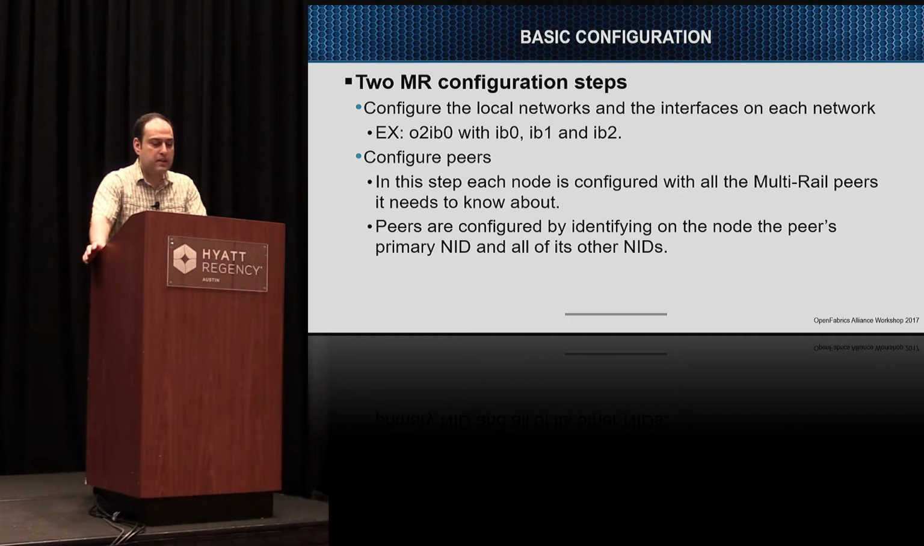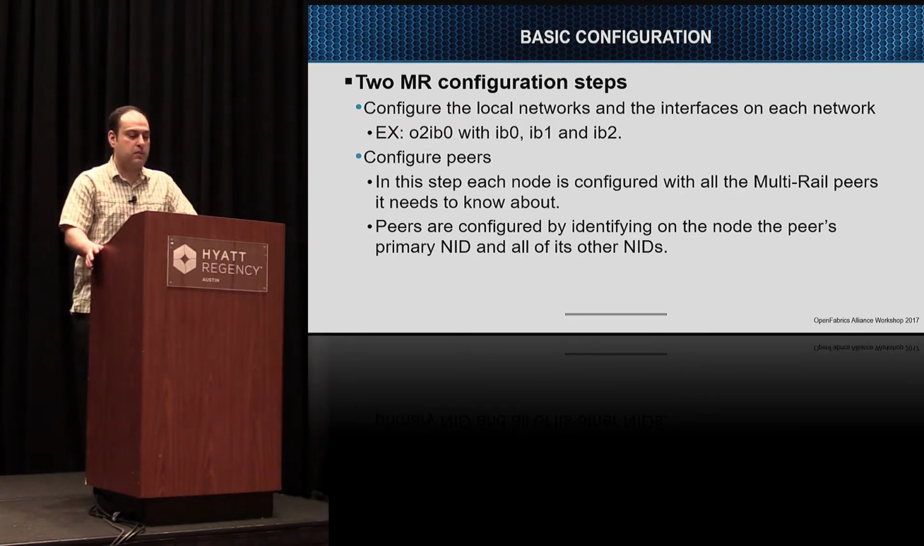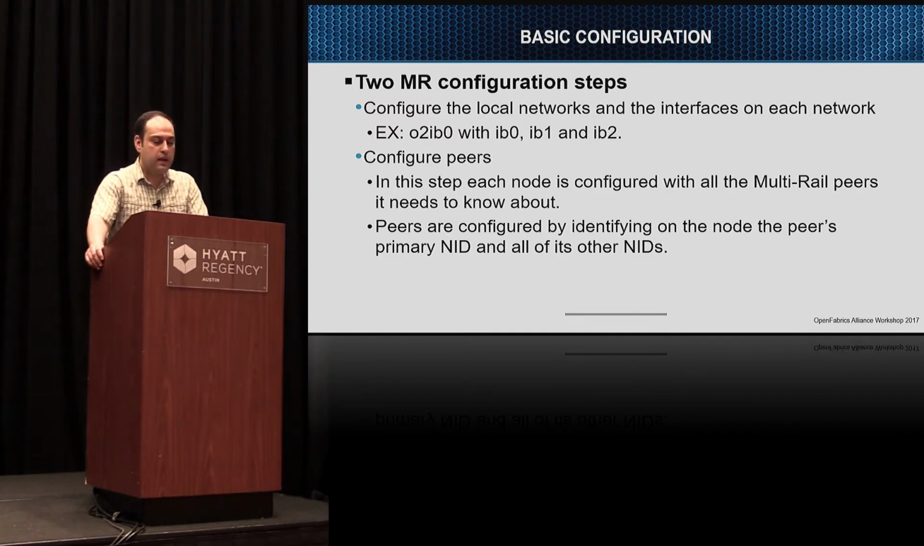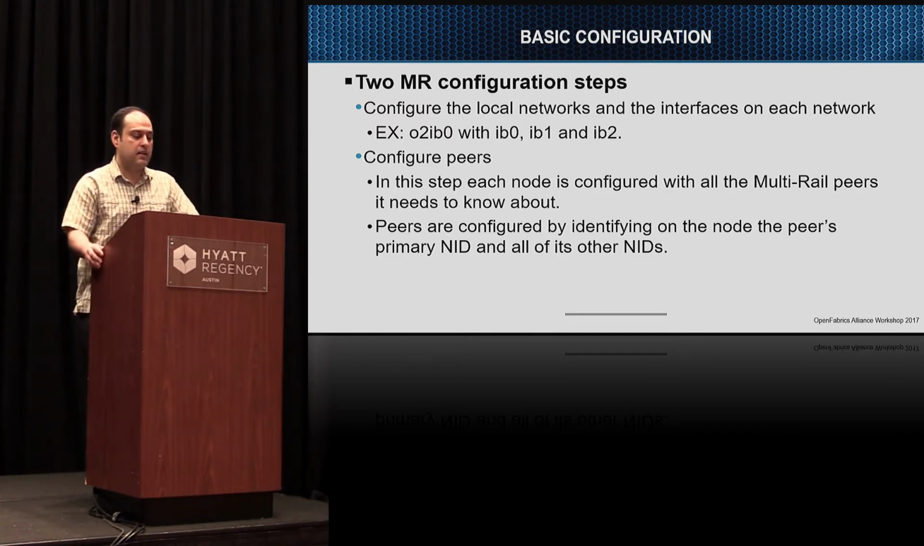So there are two basic configurations when you're trying to configure MultiRail. First, you have to configure the network interfaces, the local network interfaces themselves. Say, for example, you have an O2IB0 and you configure IB0, IB1, and IB2 on it. And then the second configuration step is, for each node, you want to configure the peers that this node talks to and all the interfaces that these peers have, so that they know to use those interfaces.